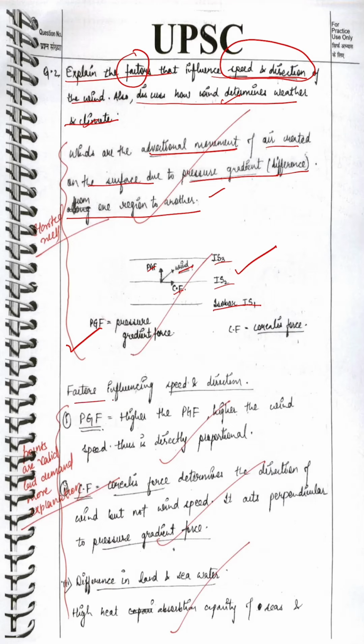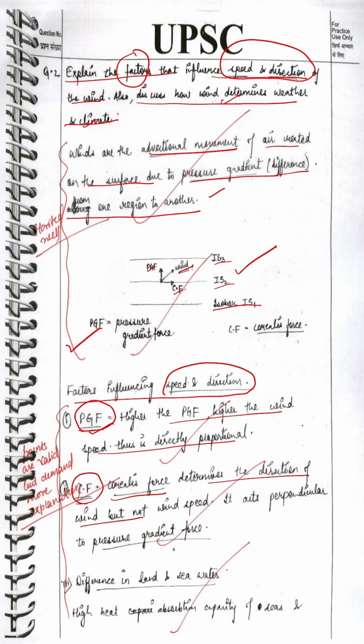Now, factors influencing the wind speed and direction. Pressure gradient force, one of the important forces, is written here, and it is one of the factors which influences the wind speed. Then there is the Coriolis force, produced because of the rotation of the earth, and it determines the direction of the wind. For example, in the northern hemisphere it moves in the clockwise direction and in the southern hemisphere in the anti-clockwise direction.